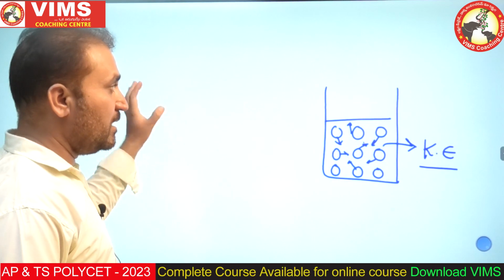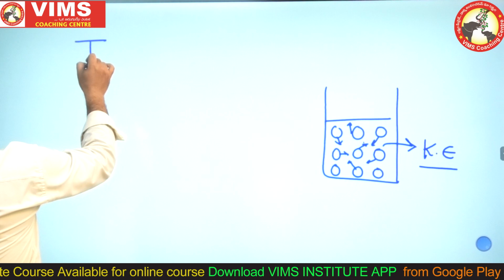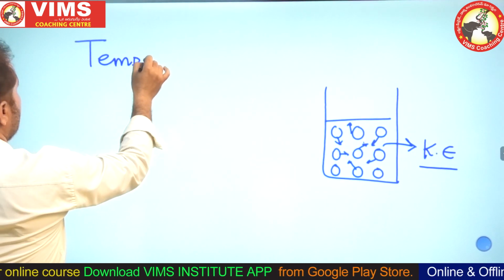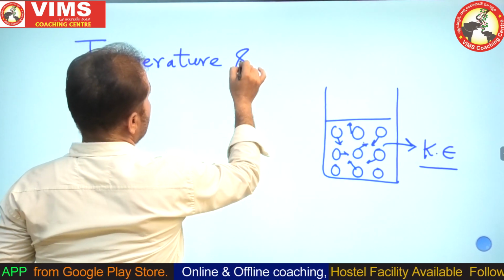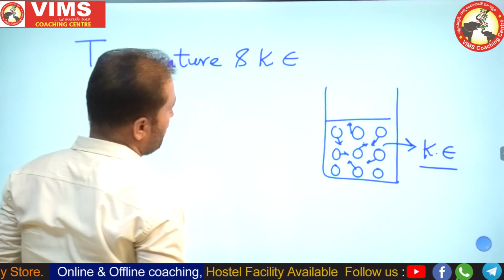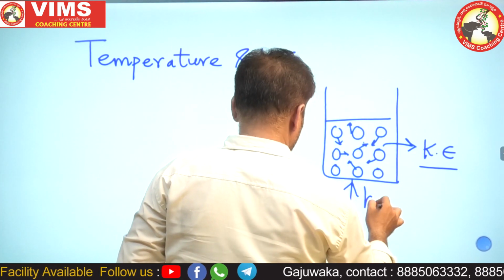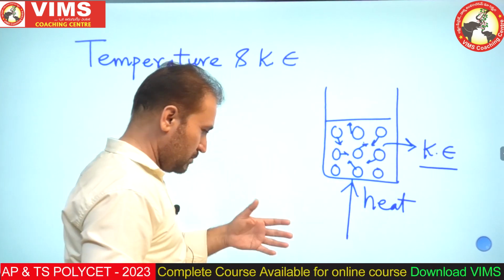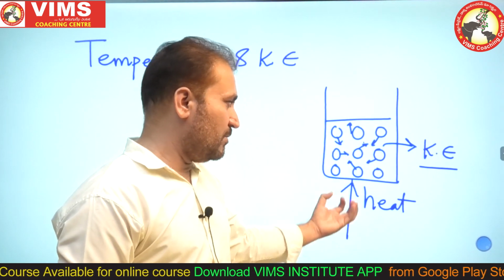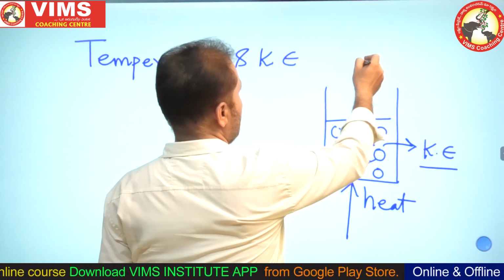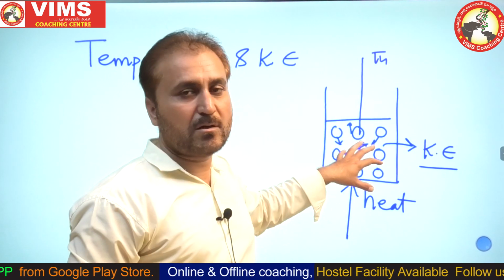I need to understand the relationship between kinetic energy of the molecules and temperature. That is my concept: to understand the relationship between temperature and kinetic energy. So what we are going to do now, this beaker, let us start heating. Keep this beaker on a flame. So automatically what happens? Heat will be transferred. You keep a laboratory thermometer here. Automatically what is going to happen? The temperature of this water increases.